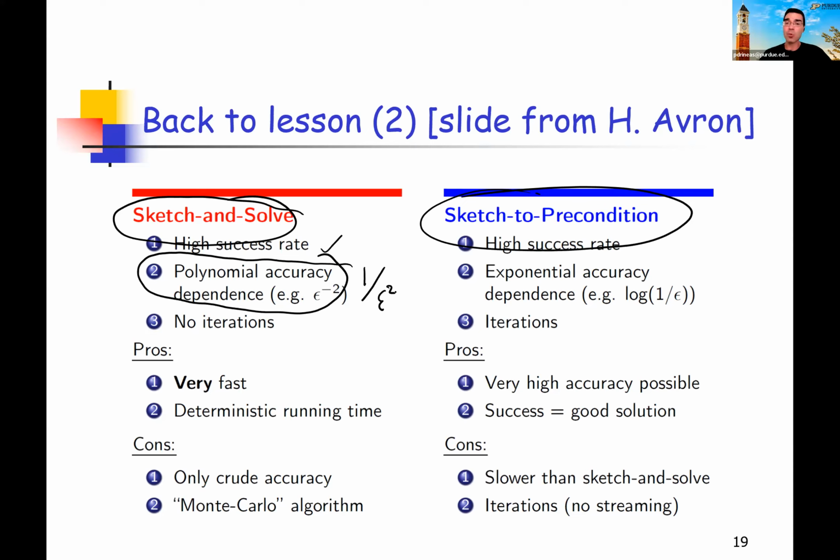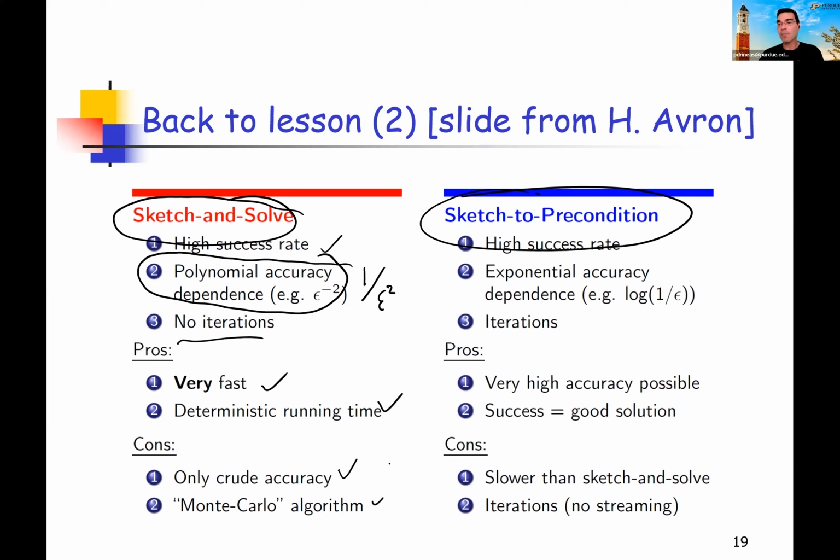In numerical linear algebra, this was the early critique of the whole field. If my epsilon is 10 to the minus 10, 1 over epsilon squared is 10 to the 20, there are not even any matrices with that many rows. So what are you going to do? How are you going to sample? How are you going to sketch? No iterations, of course. Very fast, deterministic running time. Turns out it's tight. I mean, if you ignore information from your matrix, if you only keep a few rows, that's all you're going to do. You're not going to get 10 to the minus 10 accuracy. It is what it is. Crude accuracy, Monte Carlo algorithm.